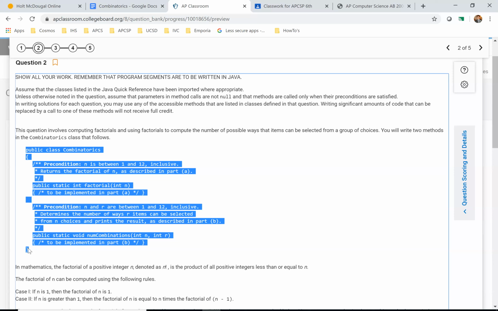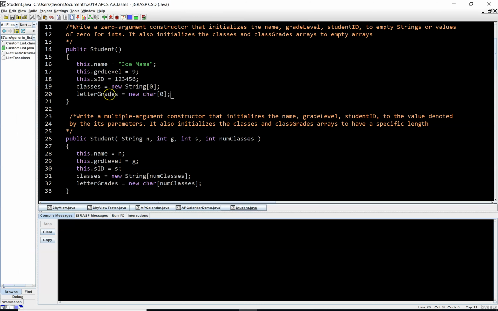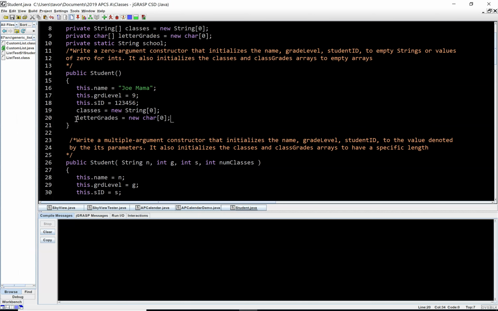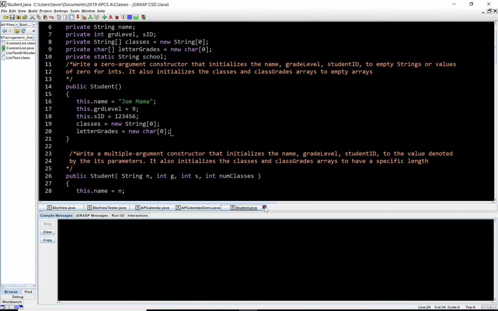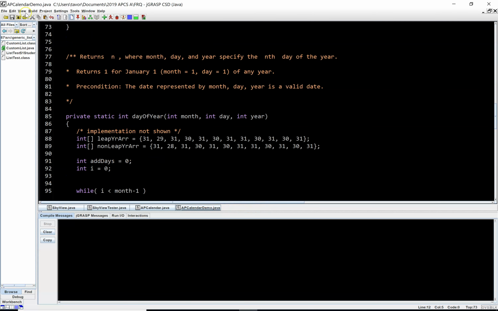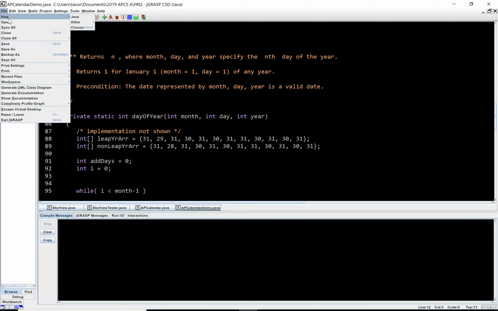I'm going to copy all this because I want to test this. I want to make the two methods. This is old. I can just close this. AP calendar, that's what we were working on before. We're going to do new Java.